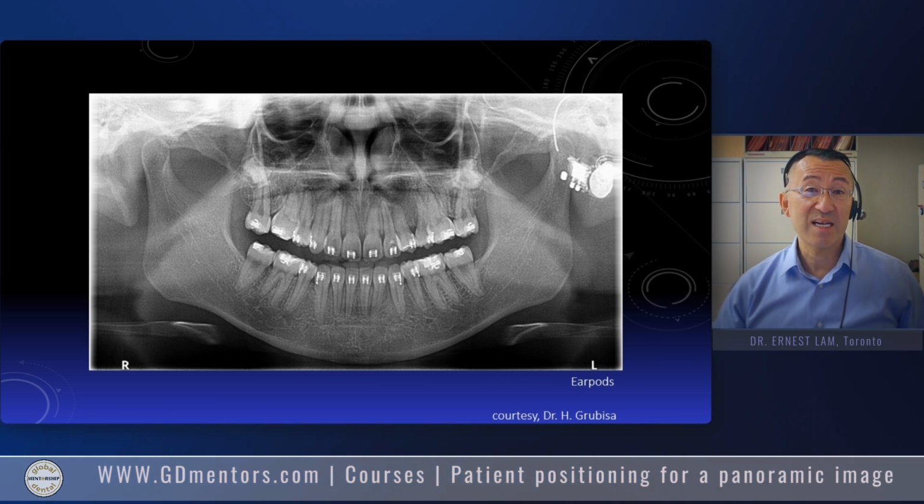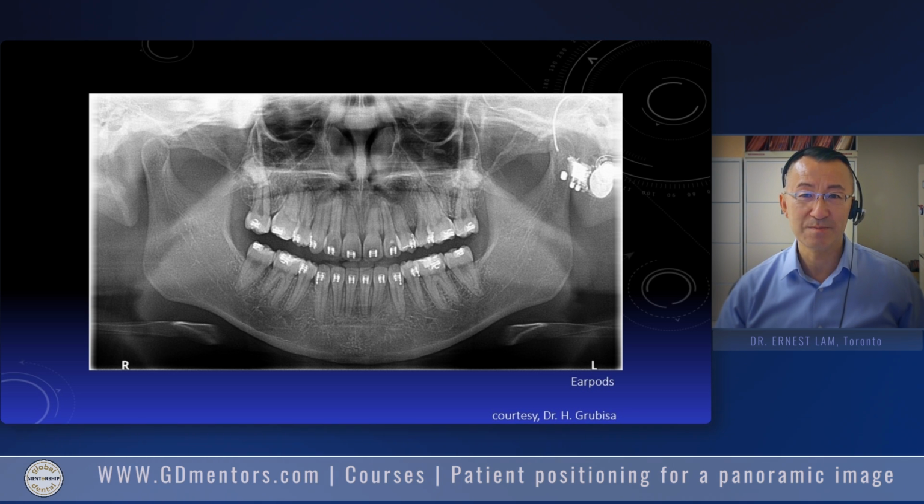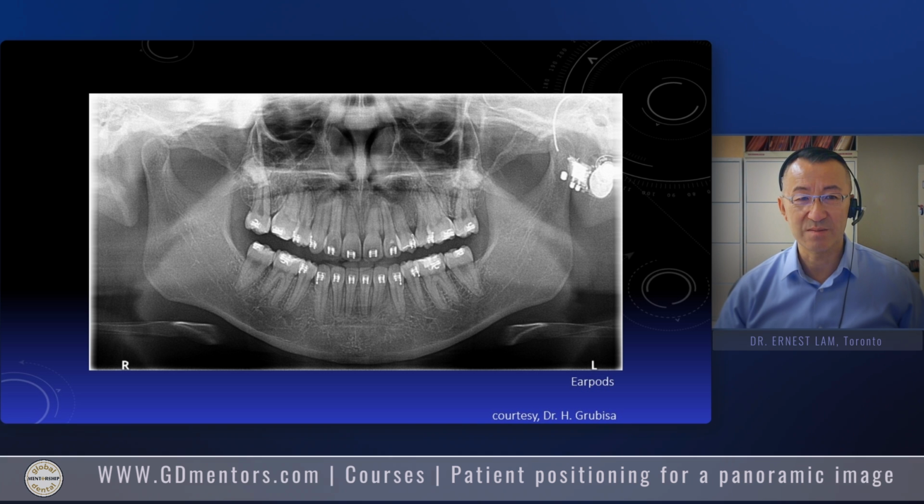This is a slightly newer, more contemporary device. This is an ear pod. So in this particular patient who probably had long hair, the ear pod was hidden behind the hair and was not seen prior to the acquisition.